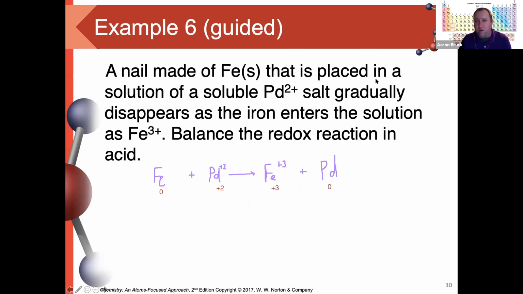Now I need to go about assigning changes in oxidation number. In the iron, I'm going from a 0 state to a positive 3 state, which is an indication that I have lost 3 electrons. Palladium is going from a positive 2 state to a 0 state. So that means that it has gained 2 electrons.